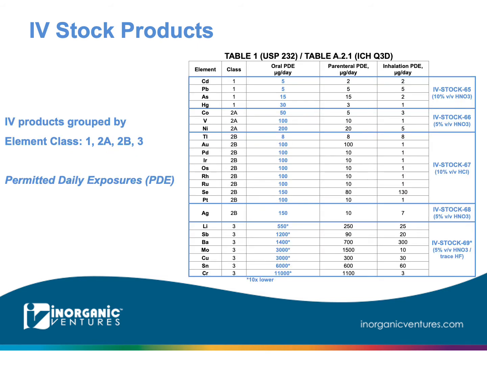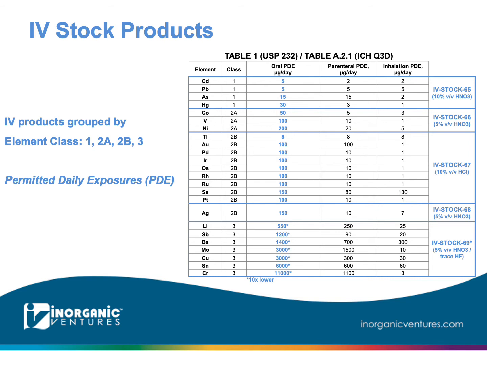One simple way to describe these product offerings is to use the tables provided by USP and ICH as part of their documentation. Many of you may be familiar with the tables describing the concentration limits or permitted daily exposures for the 24 elements covered by these methods. The data table on the slide corresponds to Table 1 of the final USP 232 publication and Table A21 in the appendix of Q3D. We have based our product offerings upon the element classes described in both methods.